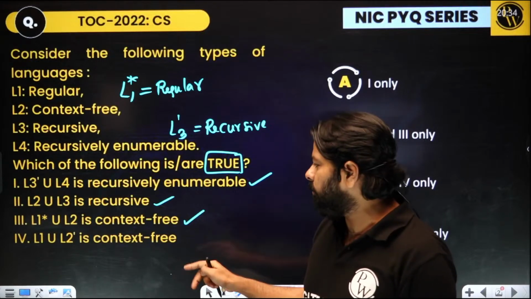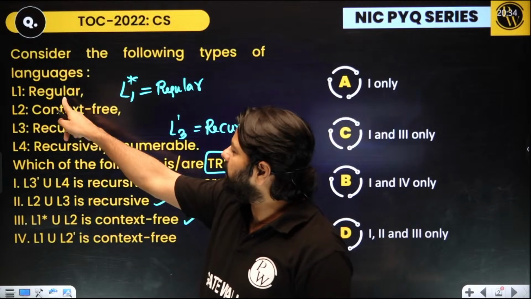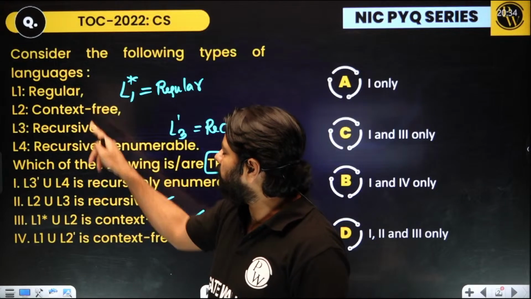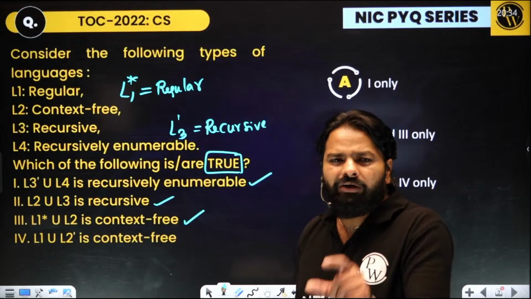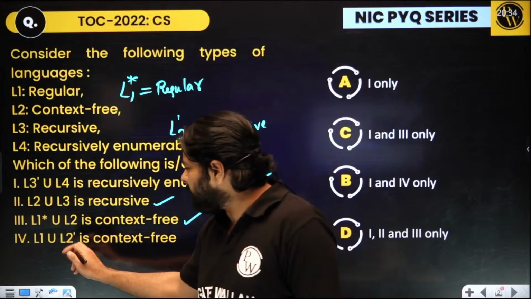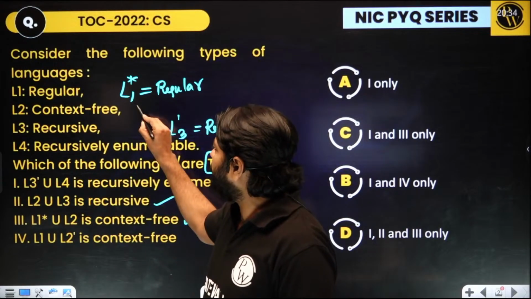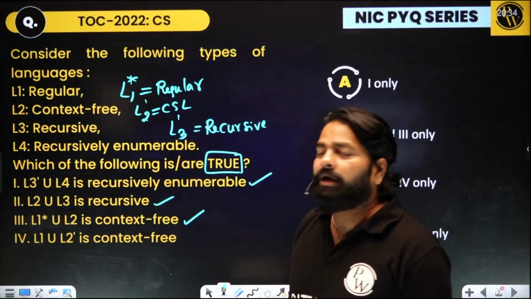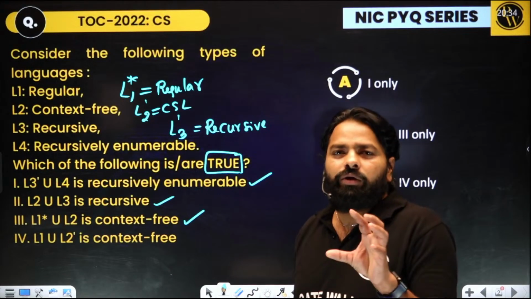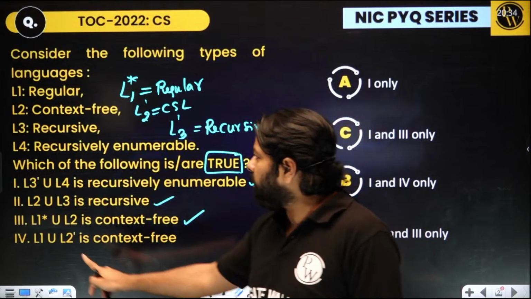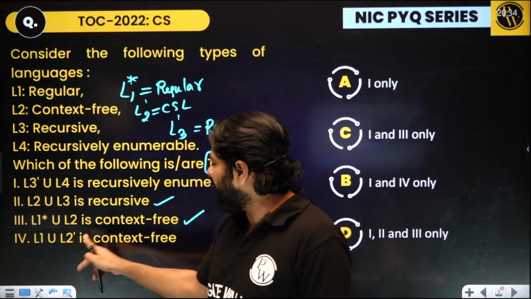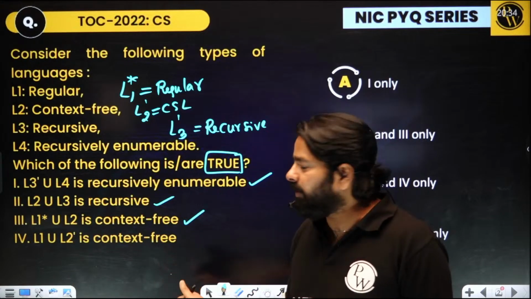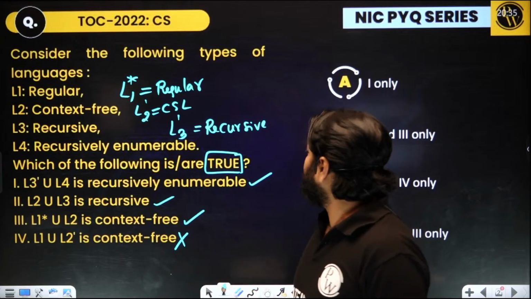And the fourth one: L1 is regular, and L2 complement. Context-free complement need not be context-free. It is context-sensitive, so if anybody says L2 complement, you can say context-sensitive language, but there is no guarantee of context-free. It may or may not be. So regular union context-sensitive language, you cannot guarantee context-free. So except this statement, it is 1, 2, 3.